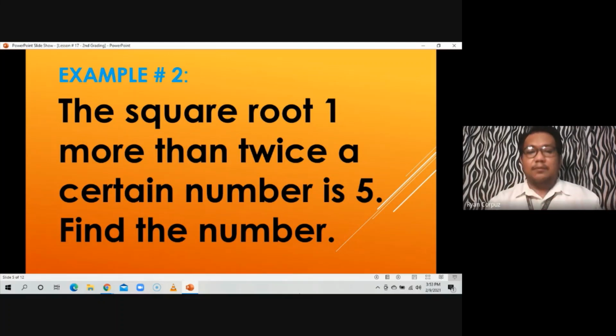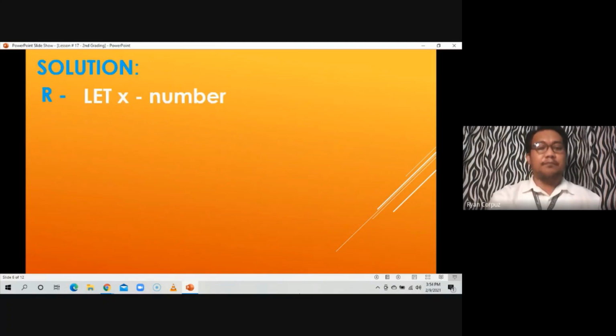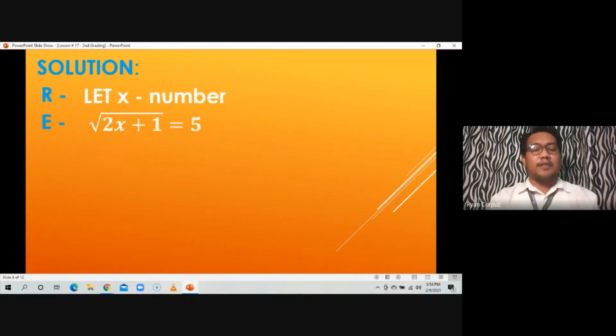Baliktad yung pagsulat. So, unahin mo yung twice a certain number. The number is x, so that would be twice that number, that would be 2x. More than means plus. That would be 1. Then plus 1. That would be the square root of 2x plus 1. So yun ang magiging equation natin: the square root of 2x plus 1 is equal to 5. That is according to the condition in the problem.